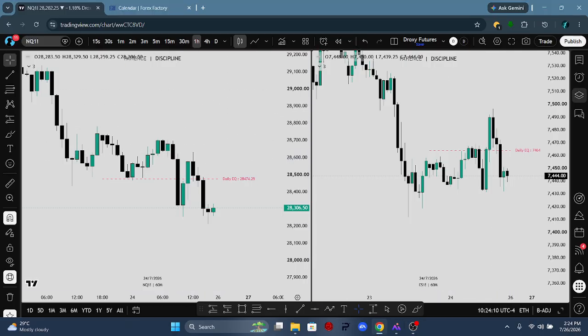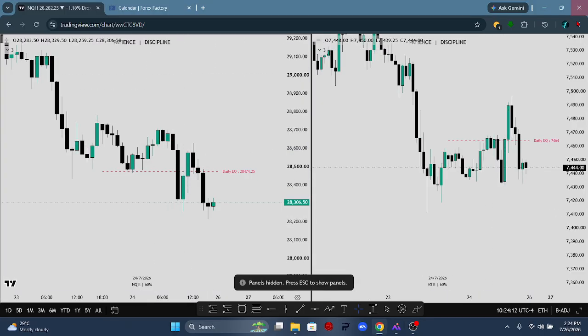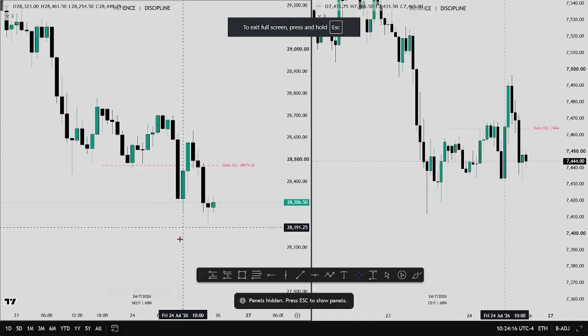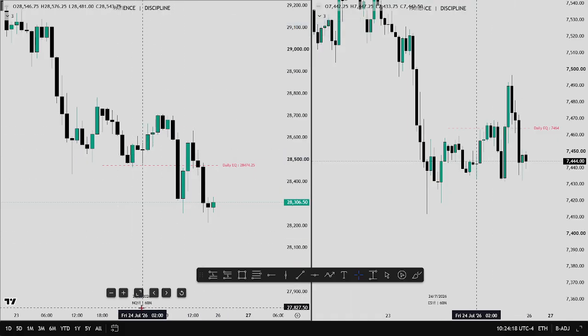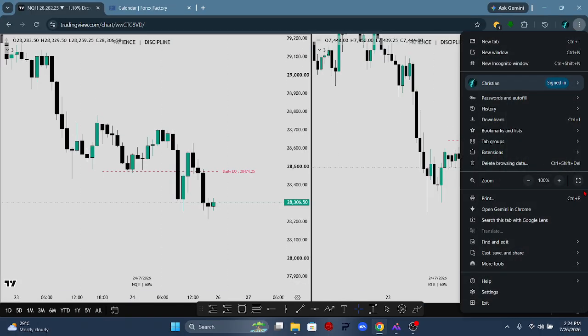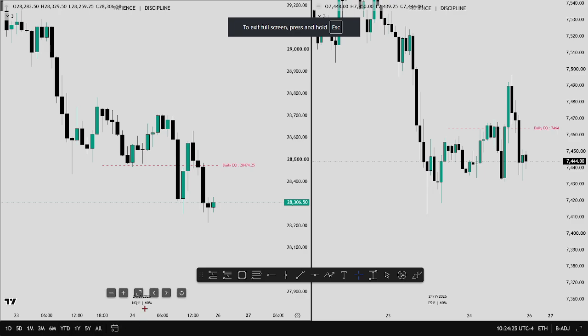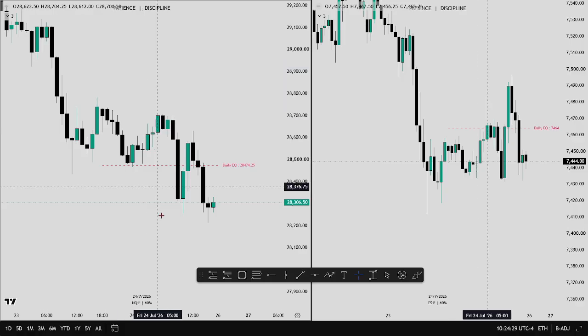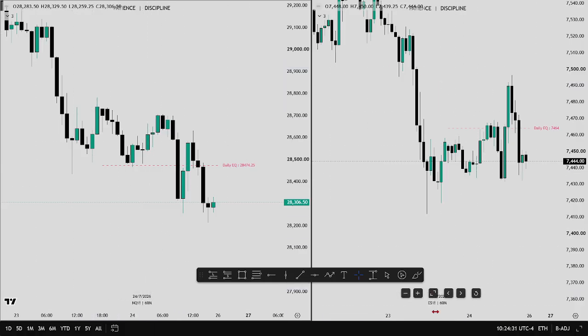On my chart, you can clearly see that the chart on my left is Nasdaq. The one at the bottom left is Nasdaq, and the one on my right is ES, the E-mini S&P, and this is Nasdaq. They are all futures markets.